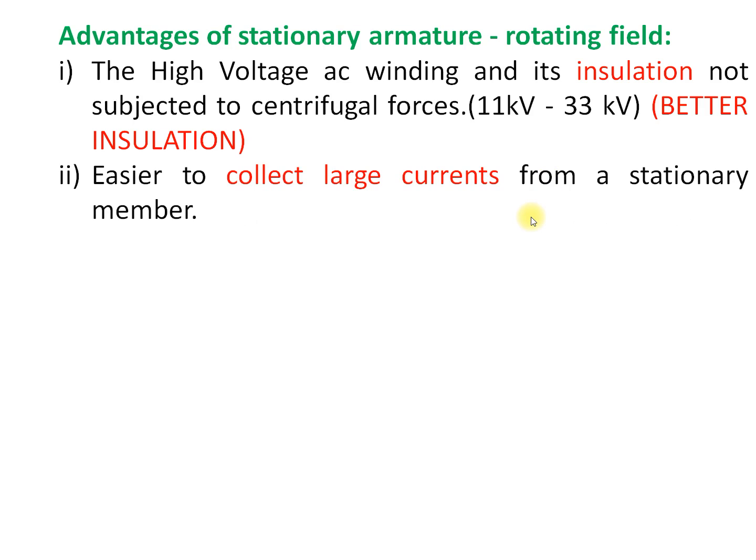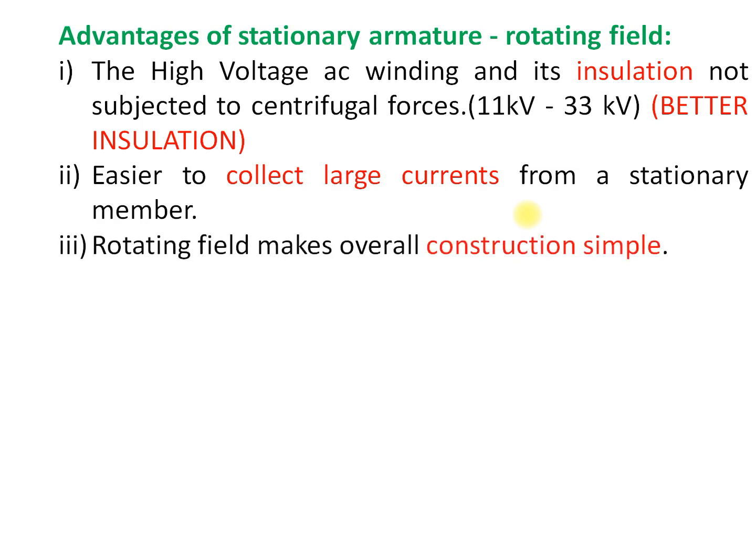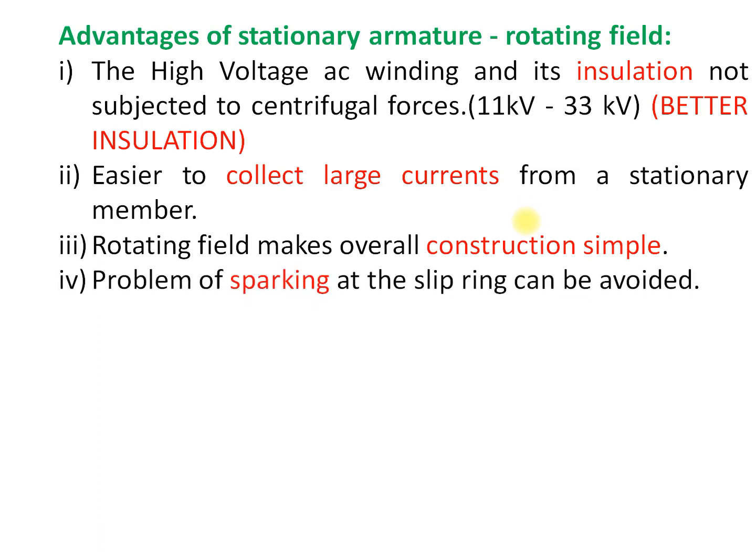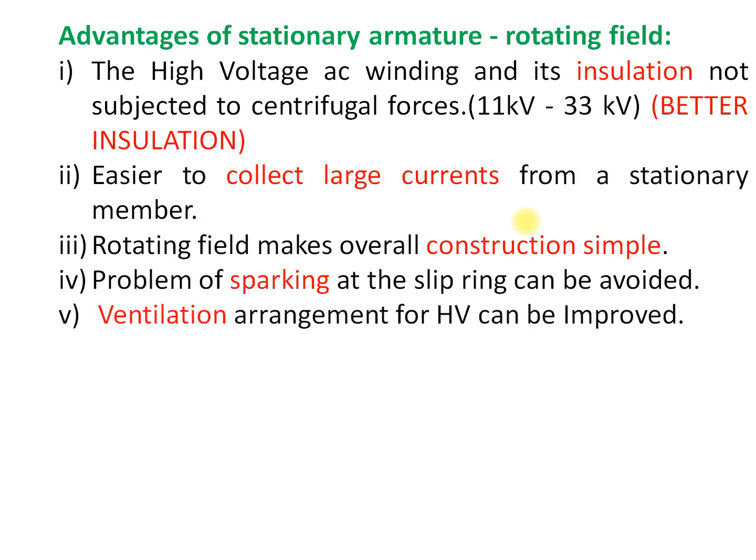This is obvious: when larger currents are involved, the stationary member is the easier option. The third thing is that the rotating field makes the overall construction as simple as possible. The fourth is that the problem of sparking and the slip ring may be avoided, and the ventilation arrangement for the HV can be improved, because sparking and ventilation are very problematic for rotary three-phase windings. That can be avoided if we have the stationary armature three-phase windings.